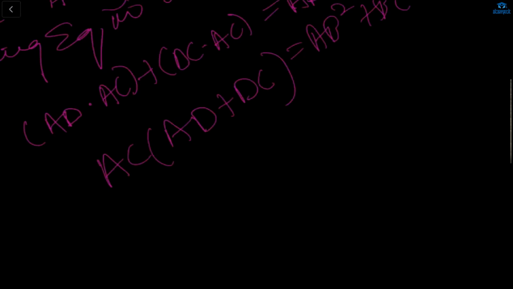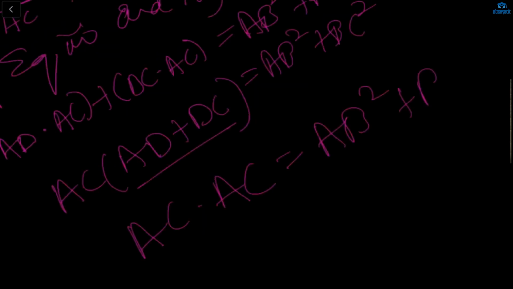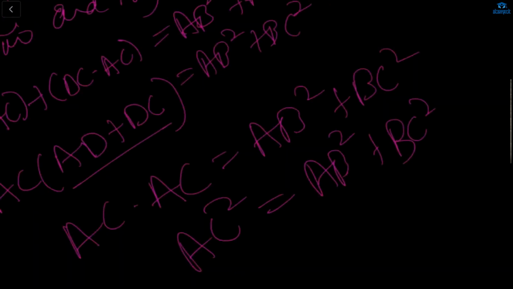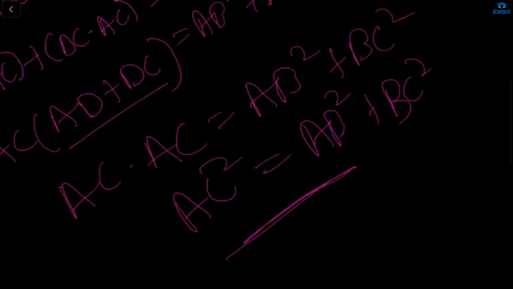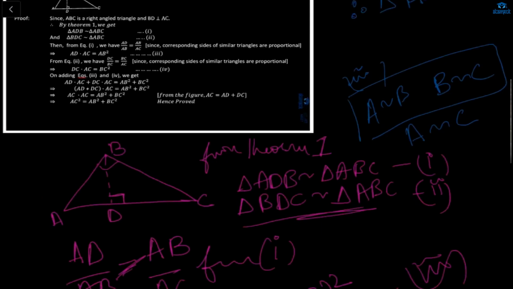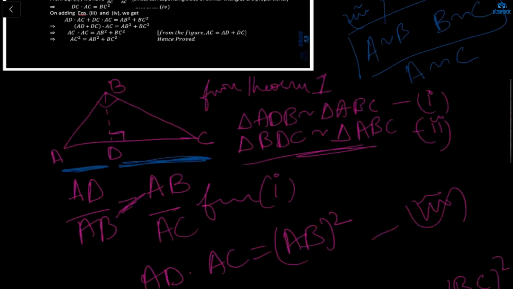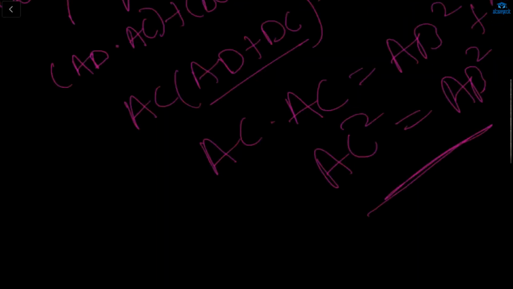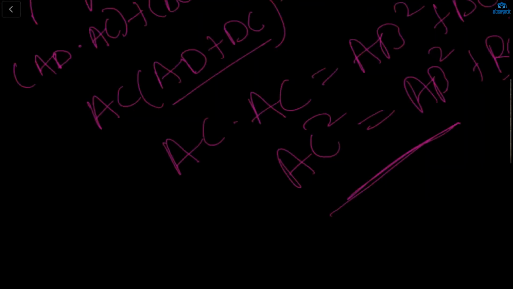AD plus DC will be equal to what? AC. Yes. Okay. From the figure, we have got AD plus DC is equal to AC. So AC multiplied by AC will give you AC square. Now any doubt? No, ma'am.